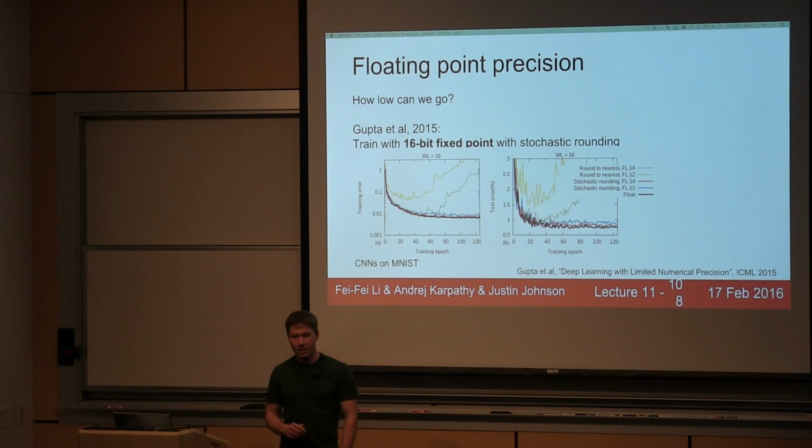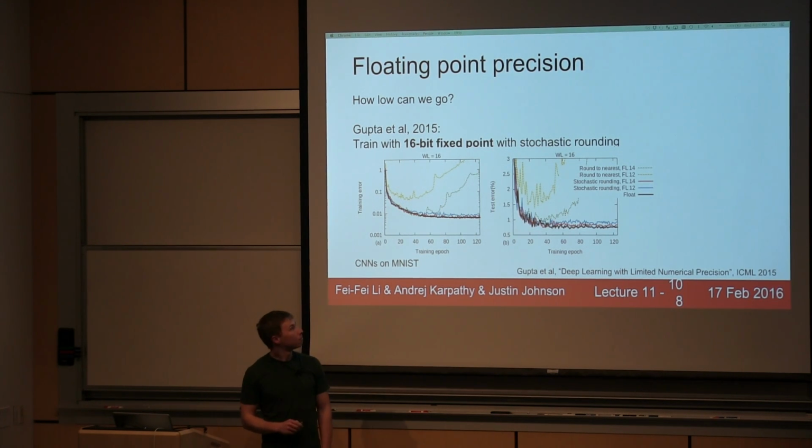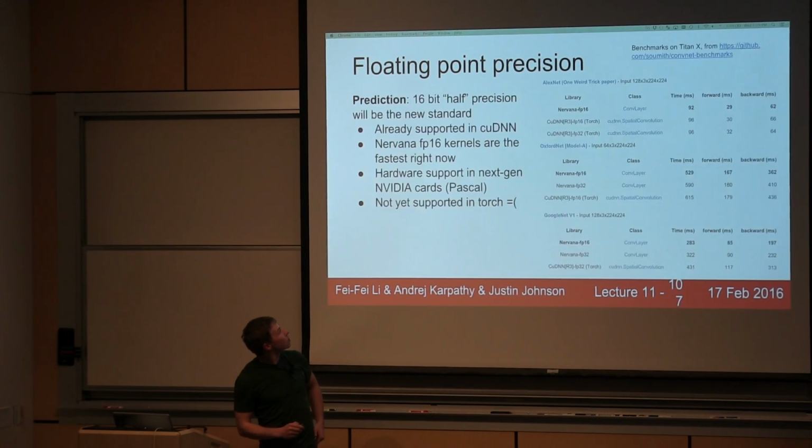So there's this idea of using 16 bits. In addition to 32-bit floating point, there's also a standard for 16-bit floating point, which is sometimes called half precision. And recent versions of cuDNN do support computing things in half precision, so that's cool. There are also some other existing implementations from a company called Nervana, who also has these 16-bit implementations. These are the fastest convolutions out there right now.